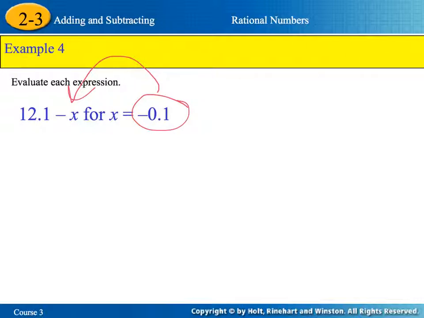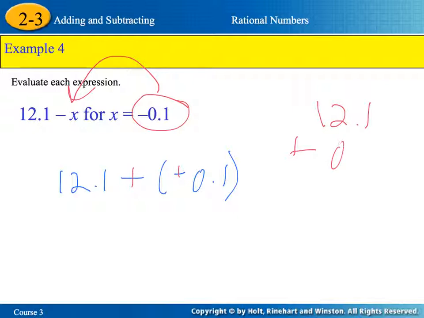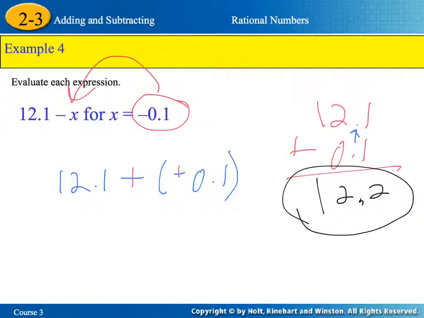Back to math. Okay, so when you do this, you get 12.1 minus a -0.1. When you do this, what do we do when we're subtracting? Subtracting is the same thing as add its opposite. Add its opposite, 12.1 plus 0.1. Lined up our decimals, line them up, knock them down. You get 2, bring down your decimal, 2, 1, 12.2 is our answer.